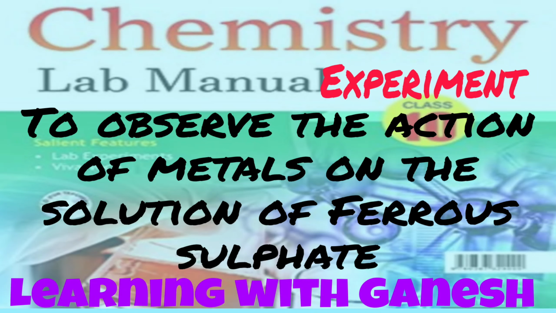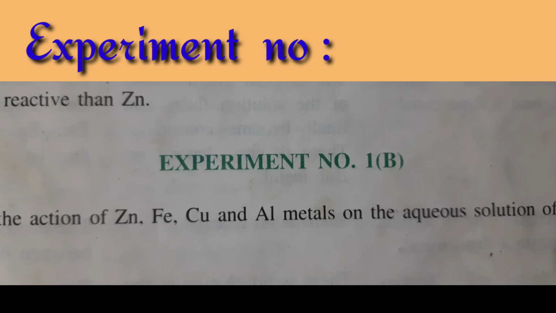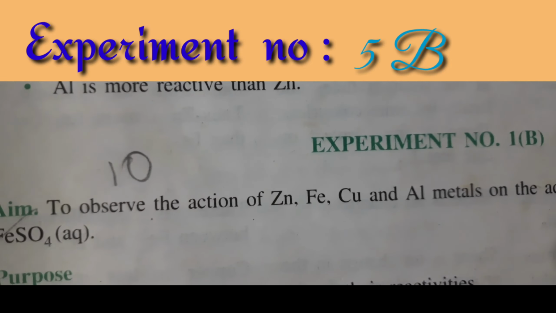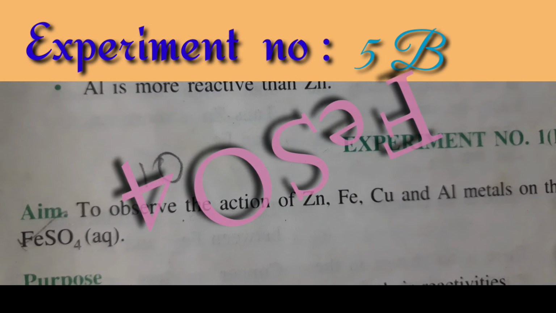This is Learning with Ganesh and this is another sequel of class 10 science project in chemistry. I have already given you in my previous video experiment number 5a. Now we will see experiment number 5b. In experiment number 5a, we took several metals like zinc, iron, copper, aluminium and reacted them with zinc sulfate, and this time we are trying the same metals with iron sulfate.